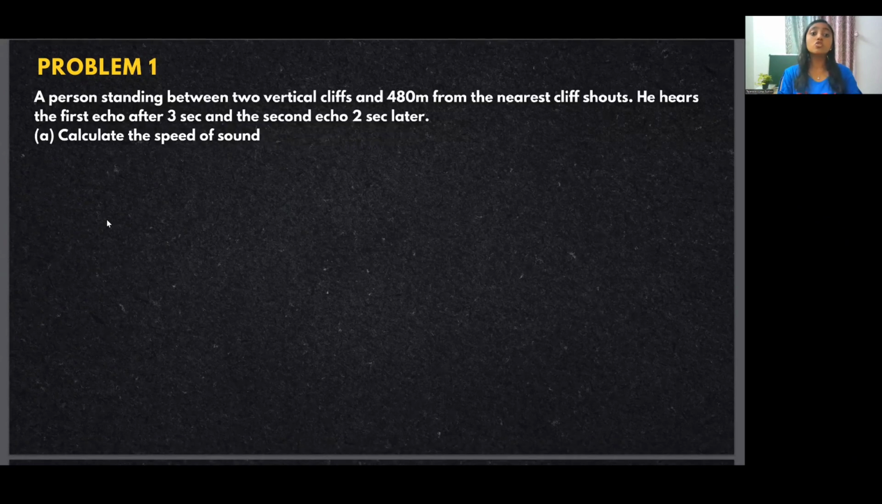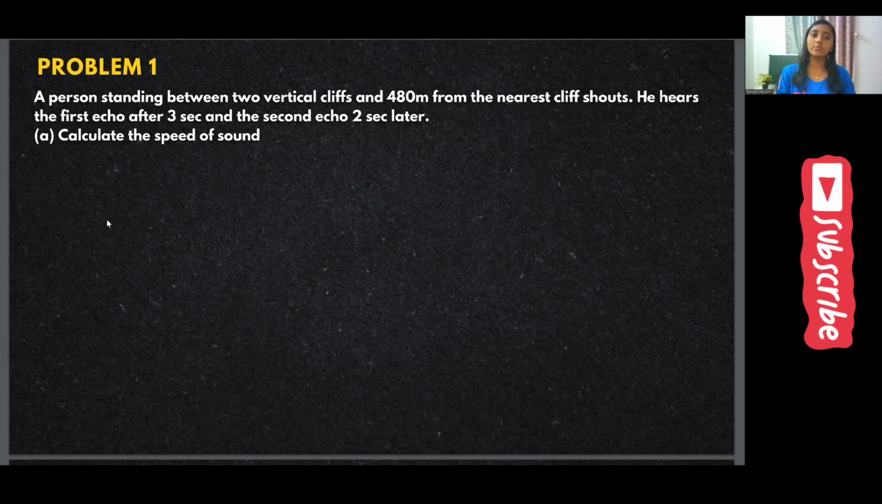So problem one says that a person standing between two vertical cliffs and 480 meters from the nearest cliff shouts. The first echo is heard after 3 seconds and the second echo 2 seconds later. They're asking you to calculate the speed of the sound. So this is from the sound chapter. It's a very simple question. In this question, they're talking about the concept of echoes.